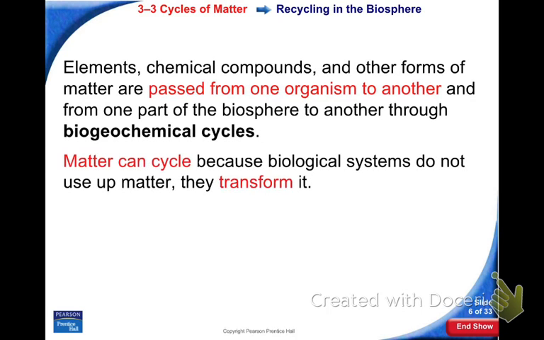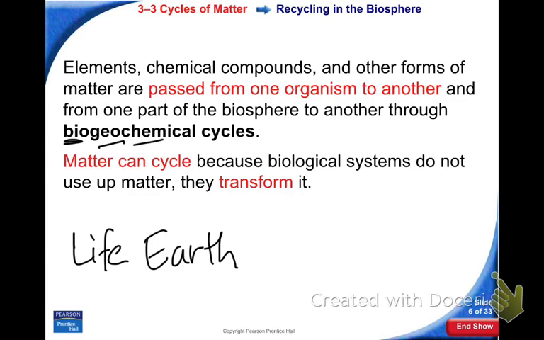So the organic molecules, the elements, not just organic but also inorganic, are getting passed from one organism to another. And so that's why we call it a biogeochemical cycle. Because what does bio mean? Life. Geo refers to the earth. And chemical refers to chemicals. So these chemicals are being cycled between living things and the earth, and back and forth.